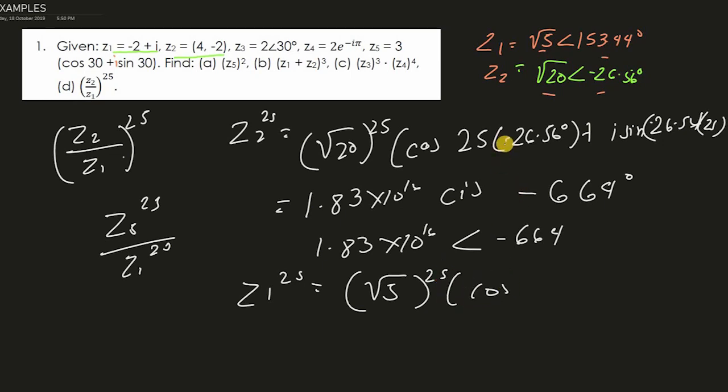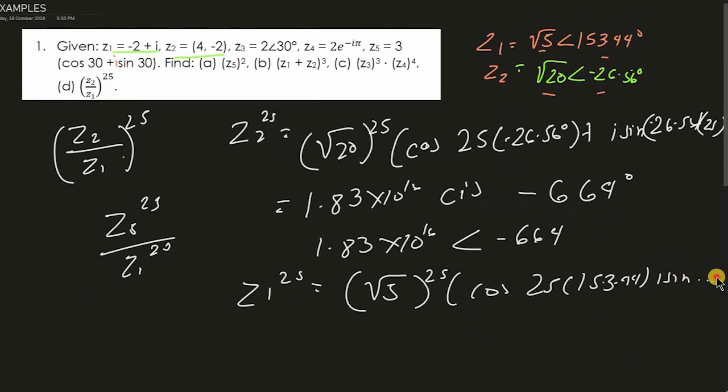Cosine, 25. Kasi raised to 25 siya. Times, yung theta natin ngayon is 153.44. Same lang to dito. Okay? So, solving for that, square root of 5 raised to 25. Ang result, oh my God.